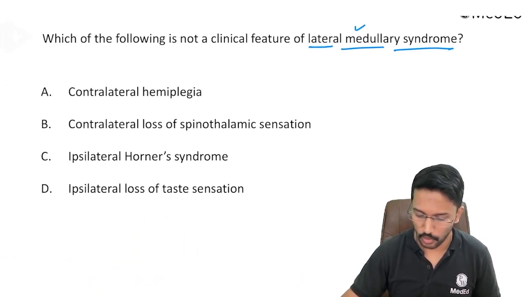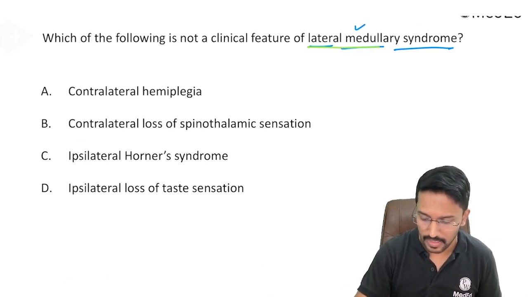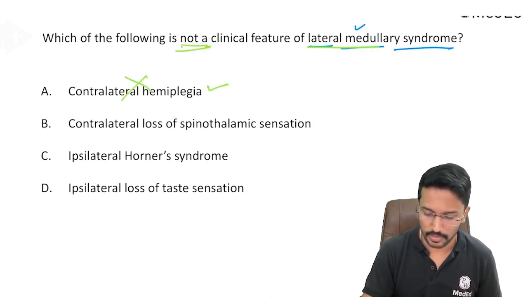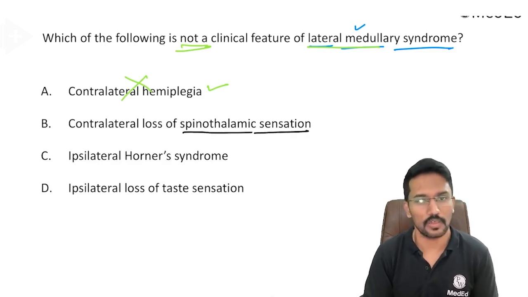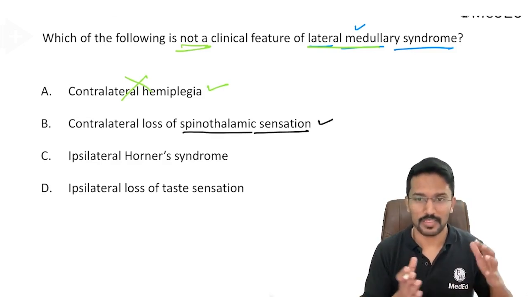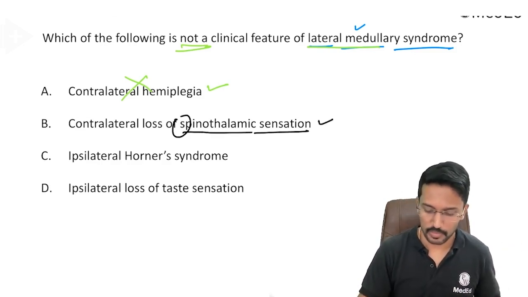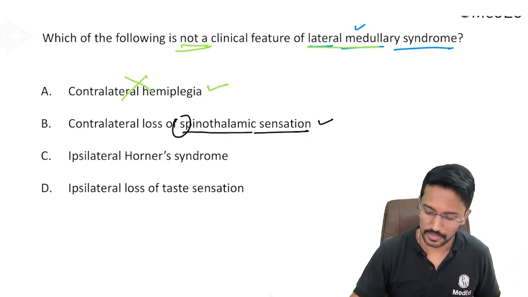So let us go back to the options now. Contralateral hemiplegia, do we see that in lateral medullary syndrome? No, right? So that becomes our answer here, not a clinical feature. Contralateral spinothalamic sensation loss, yes, because I have already told you the spinothalamic tract is already representing the contralateral pain and temperature sensation, so that can happen.